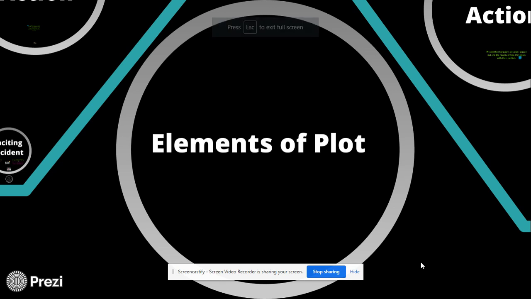Good morning. So this is just a brief overview of the elements of a plot. This will allow you to complete the actual Google form based on the Pixar shorts.